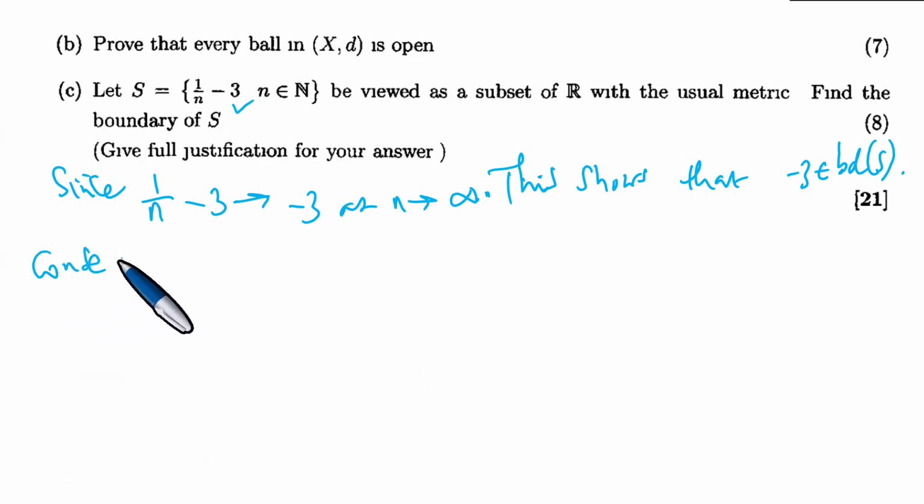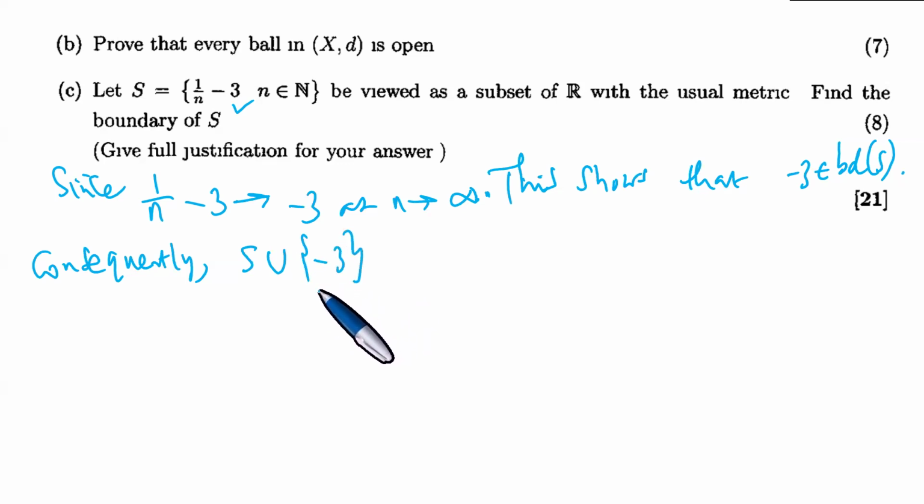Consequently, the set S union minus 3 is a subset of the boundary of S.